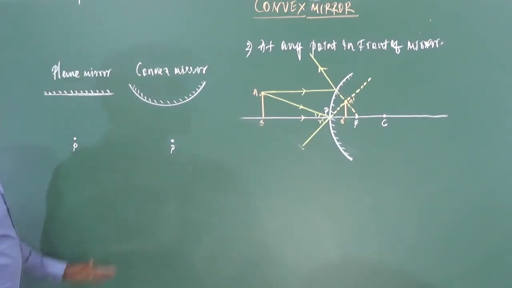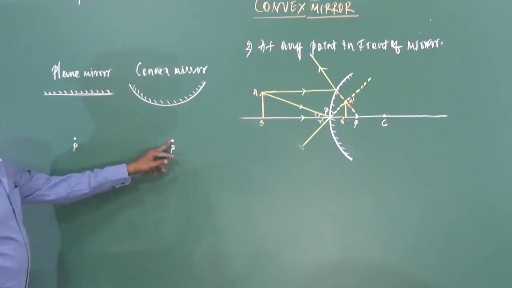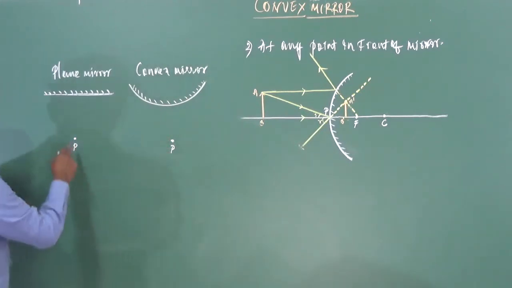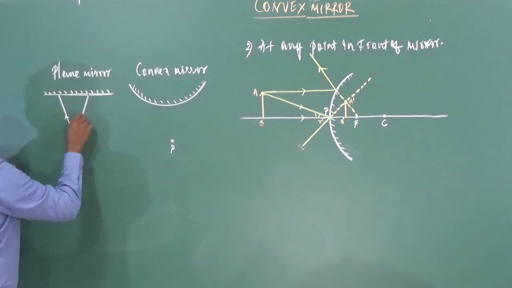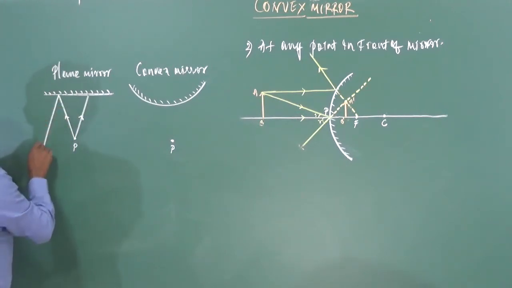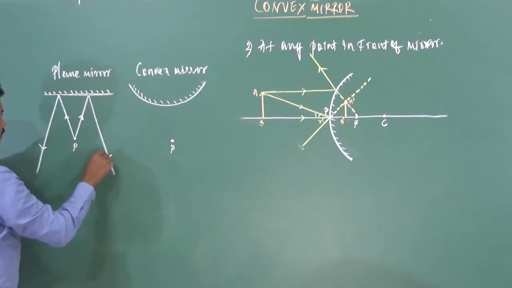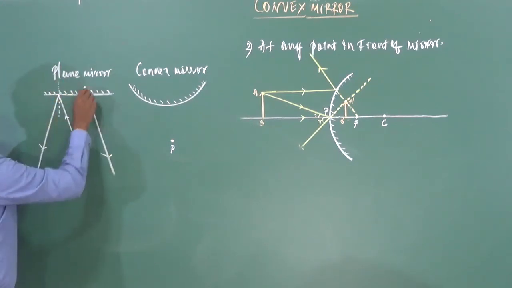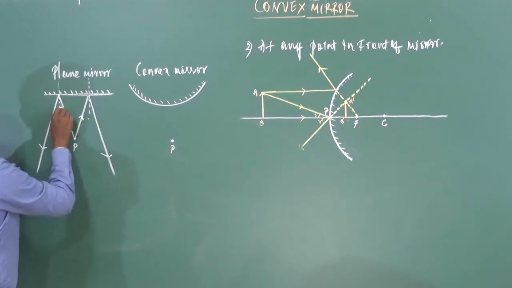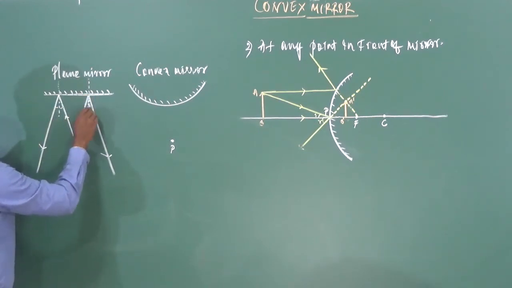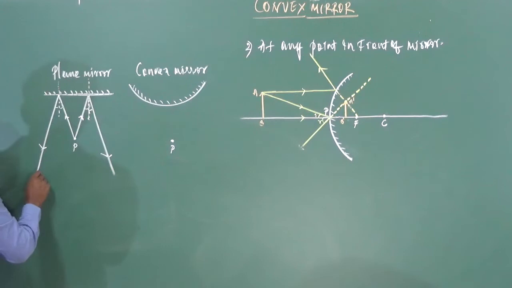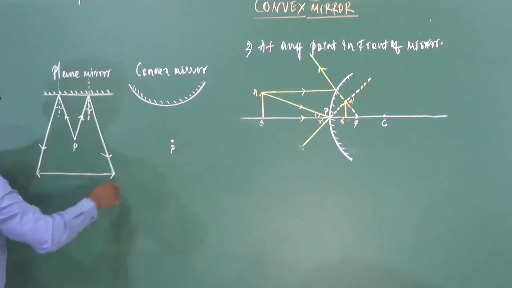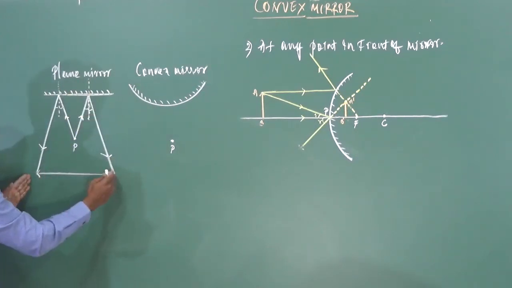Now let us imagine the light rays from this point source of light, maybe a bulb or a candle, whatever it is. When light rays are incident on the mirror, they are going to get reflected. If you draw a normal at this point, the angle of incidence will be equal to the angle of reflection. So here, let us imagine the area covered by these reflected light rays.